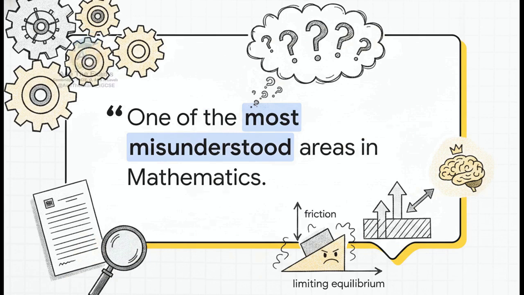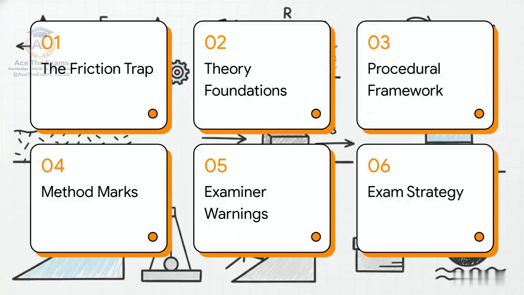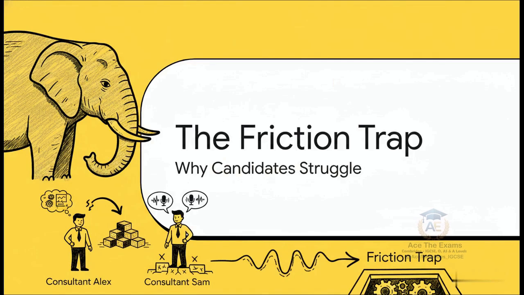We're not just solving a math problem here. We're diagnosing exactly what our ultimate stakeholders, the examiners, are actively looking for and pinpointing exactly where most candidates lose their footing. Here is our strategic agenda for today's briefing. We'll kick off with the friction trap, move into theoretical foundations, outline our procedural framework, figure out how to lock down those winning method marks, highlight the top examiner warnings, and wrap up with critical exam strategy. Let's move. Segment 1, the friction trap.